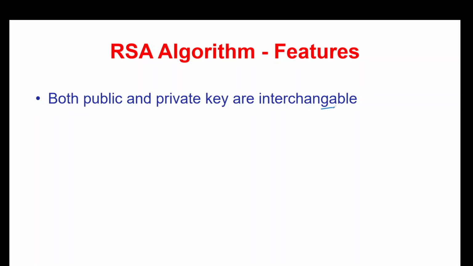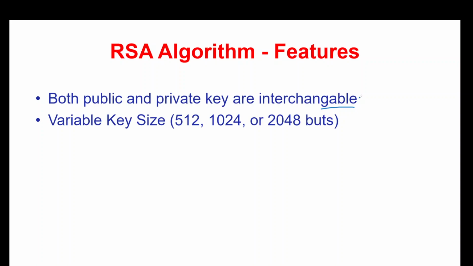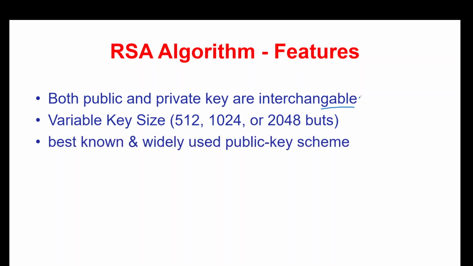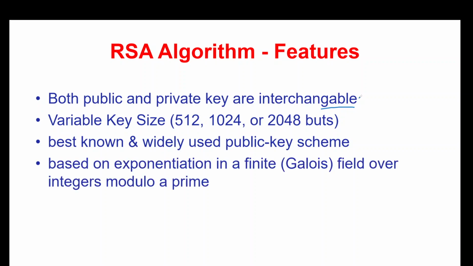The main features: both public key and private key are interchangeable. This is the most valuable feature here. I can interchange the role of public key and private key; there is no difference. Next is the variable key size. It can work for 512, 1024, or 2048 bits. It is the best known and most widely used public key scheme. The mathematical foundation is exponentiation of integers over a finite field or Galois field, modulo a prime number. This is the fundamental of the RSA algorithm.